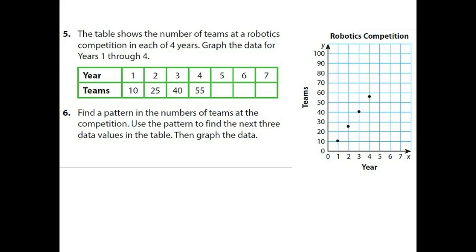All right, 15, right? Yeah, 15 in each year. So 55 plus 15, we get 70. Then 85. Then 100. And the graphing should look like this. 5 and 70. 6 and 85. 7 and 100. That's what it should look like.